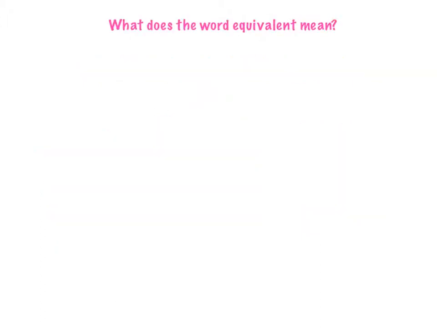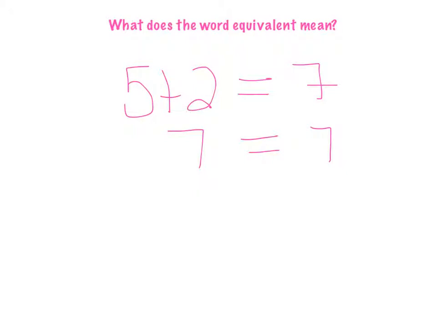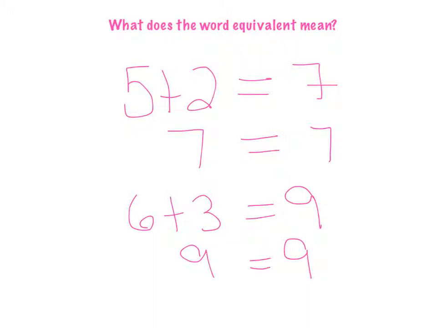Let's discuss what the word equivalent means. For example, if I said 5 plus 2 is equivalent to 7, it means they are equal, but they are written in different forms, because we know that 5 plus 2 is 7, and 7 is equal to 7. So let's do one more example. If I had 6 plus 3 equals 9, we can say that 6 plus 3 is equivalent to 9 because we know that 9 equals 9. So equivalent means they are equal but written in different forms.